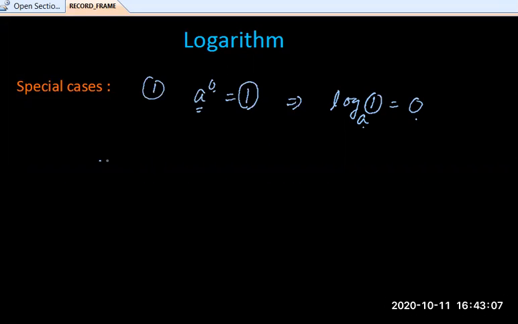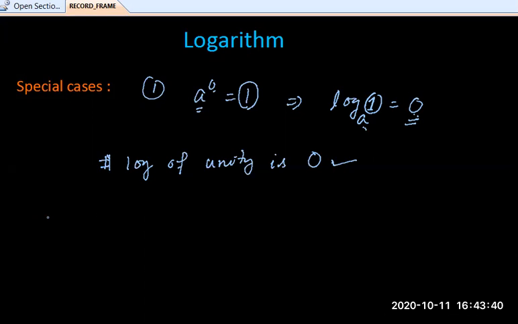So we get the result that log of unity is 0. Means the logarithm of 1, whatever the base, you will always get 0, because a to the power 0 is 1, 2 to the power 0 is 1, 4 to the power 0 is equal to 1, 1 lakh to the power 0 is equal to 1. Here the logarithm of unity is equal to 0.